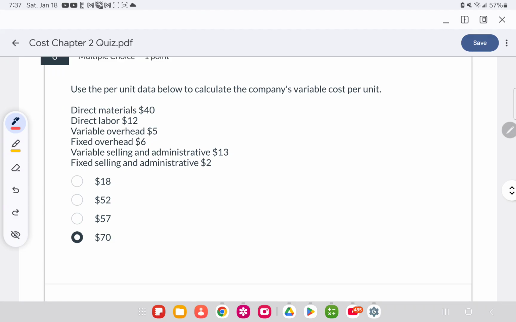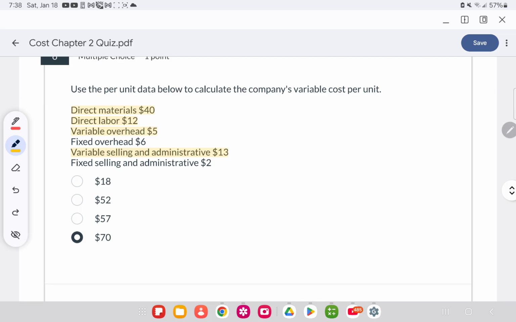All right, let's see. Variable cost per unit. So now we have to decide what's variable. All right, direct materials are always considered variable in a textbook. Direct labor, always considered variable. Variable overhead is obviously variable. And variable selling and admin is obviously variable.